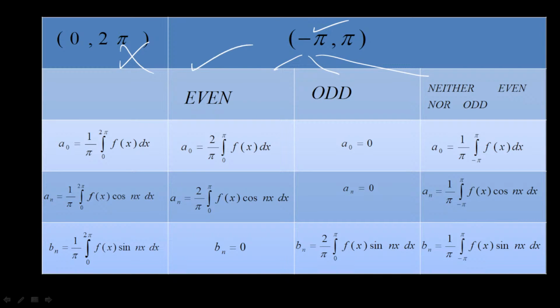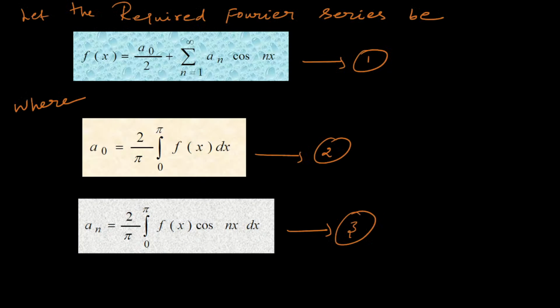Now we are under this category. That is, the given function is of even type, which means we can calculate the values of a0 and an alone. So no need of calculating the value of bn, because the value of bn is 0 if the given function is of even type. So the required Fourier series of f of x consists of only a naught and an alone.